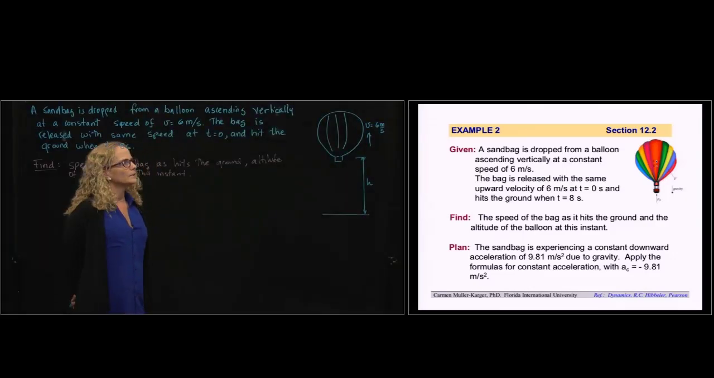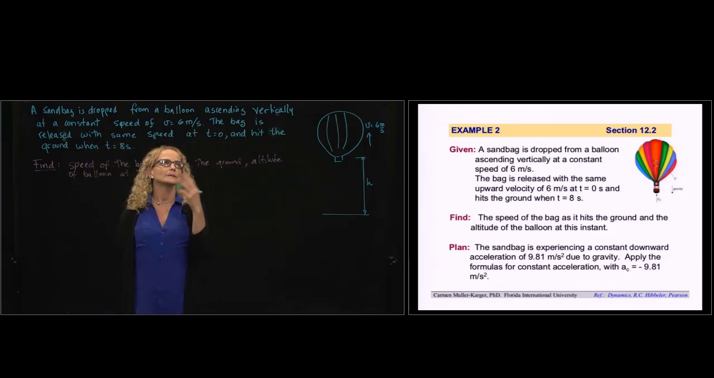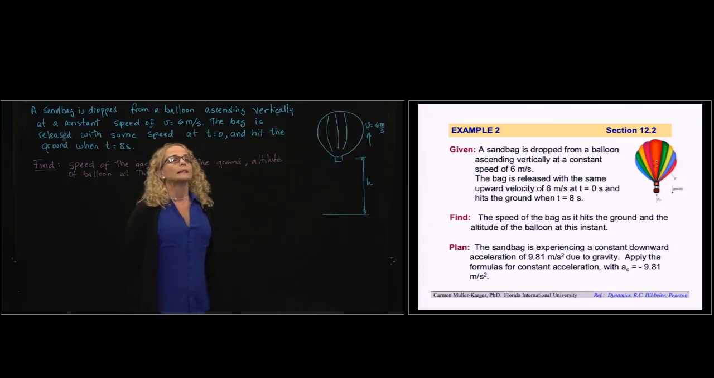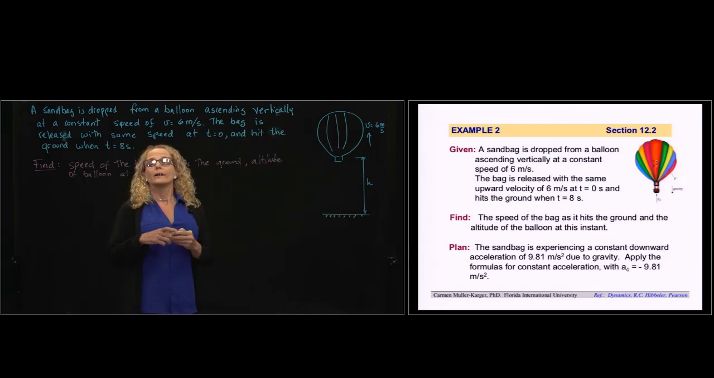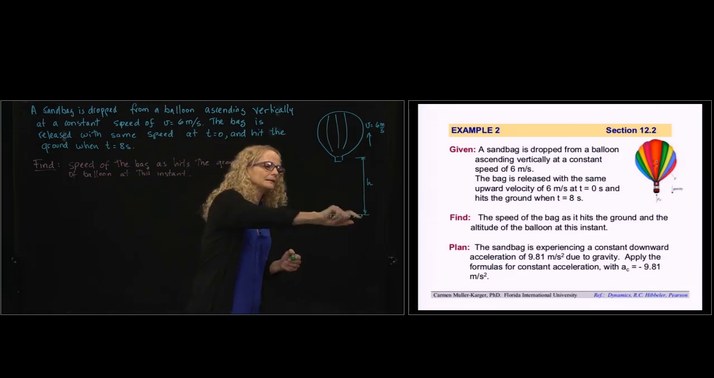Welcome again. We are in example number 2 of chapter 12 of rectilinear motion. A sandbag is dropped from the balloon ascending vertically at a constant speed of 6 meters per second. So the balloon is ascending at constant speed. The bag is released at t equals 0 and hits the ground when t equals 8 seconds. We want to find the speed of the bag as it hits the ground, and the altitude of the balloon at the instant that the bag hits the ground.